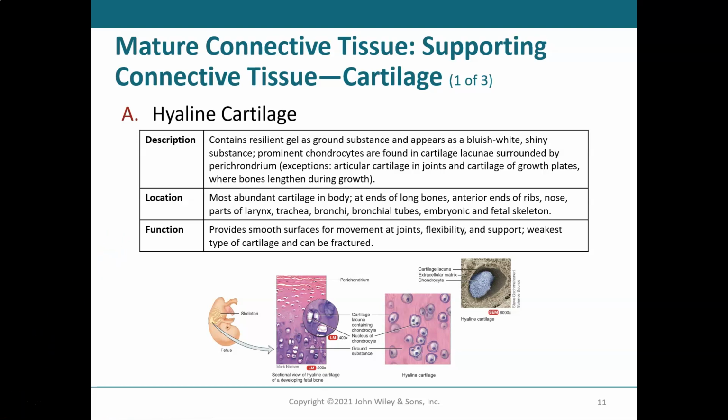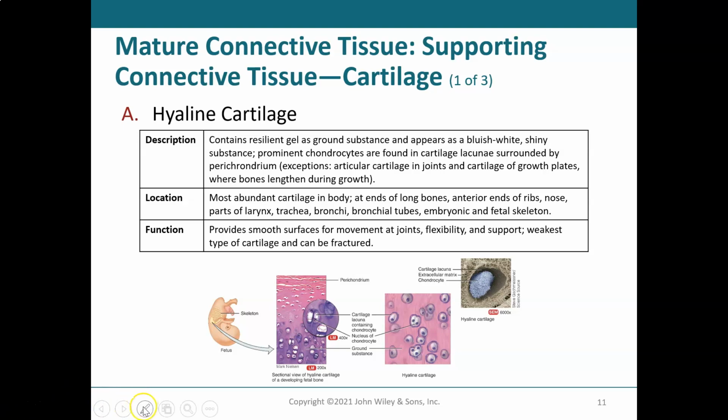Also of note, the embryo and the fetal skeleton has a good portion of hyaline cartilage as well. So again, in terms of function, hyaline cartilage provides good smooth surfaces for movement of joints, flexibility, and support. It is the weakest type of cartilage, and so it's somewhat fragile as well.